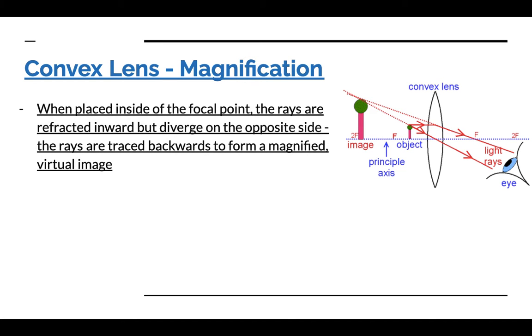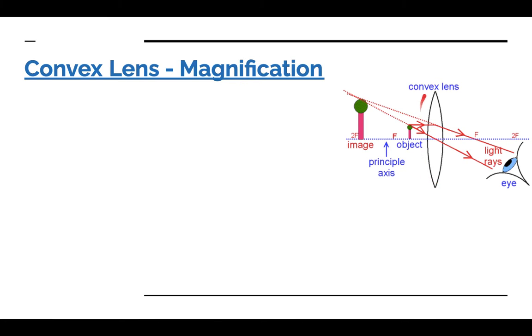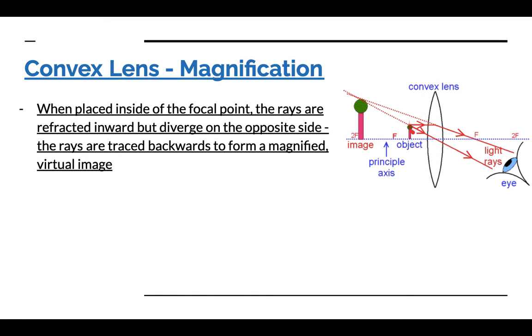So now we're going to look at magnification. How do convex lenses result in magnified images? Okay, so if you place an object inside of the focal point of a convex lens, the light rays are going to refract inward the same way as they do on our prior slide, except now the light rays are going to diverge as they move towards the eye. So the rays are going to be traced backwards to form a magnified virtual image.